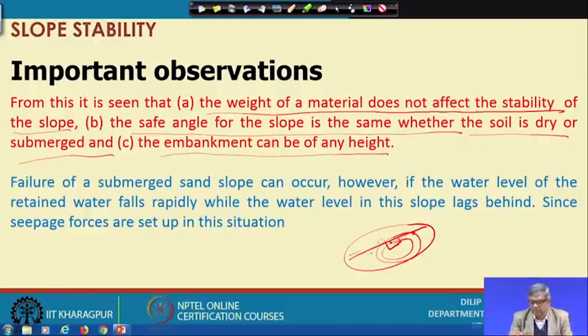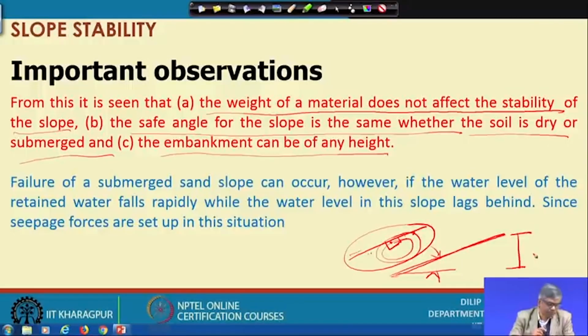That means, this is called an infinite slope. Whether this slope is 10 meter or 20 meter, as long as this angle is constant, whether it is 10, 20, 30 or 100 meter, the analysis is the same. That means the factor of safety will be tan phi by tan beta.